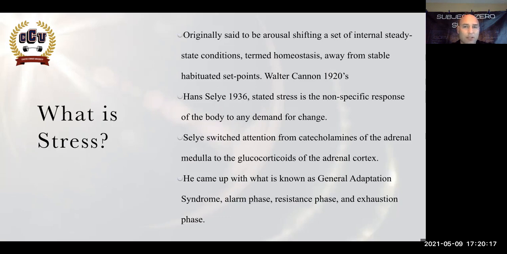So, what is stress? Originally said to be arousal shift in a set of internal steady state conditions termed homeostasis away from stable habituated set points. And this was sought out by Walter Cannon in the 1920s. So, the idea of homeostasis, right, is the idea that our body is getting away from its set point, and then it has to create these stable environments to bring it back to said set point.